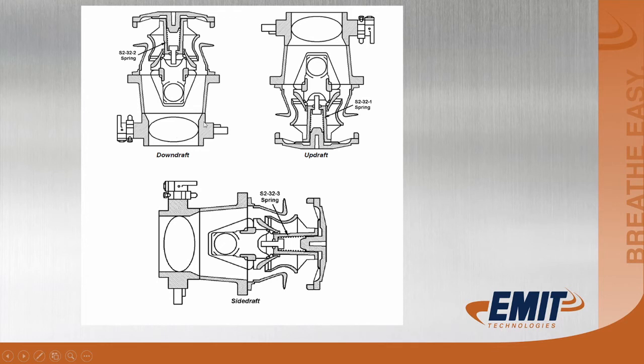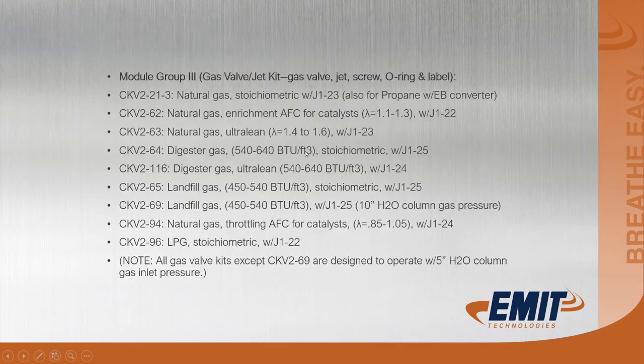There's 3 different springs that go in the different IMCO carburetors. One for downdraft application, one for updraft application, and one for side draft. And they're S2 and S231-1 and S232-3. So downdraft, updraft, and side draft, they're also identified with different colors.